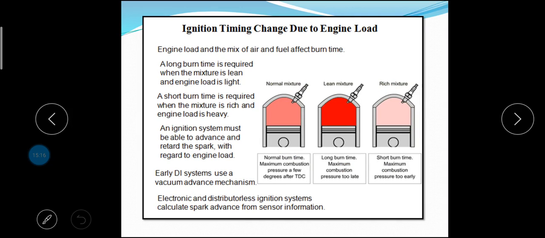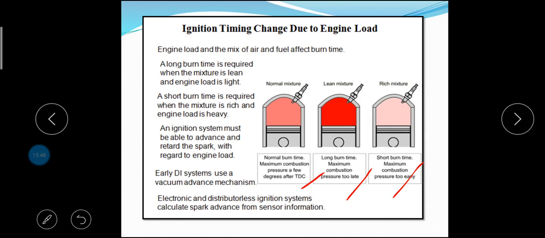Next, ignition timing change due to engine load. Engine load and the mix of air and fuel affect burn time. A long burn time is required when the mixture is lean and the engine load is light. This figure illustrates this point. A short burn time is required when the mixture is rich and the engine load is heavy. This figure illustrates this point. An ignition system must be able to advance and retard the spark with regard to engine load.